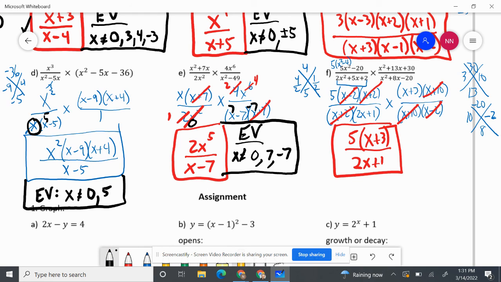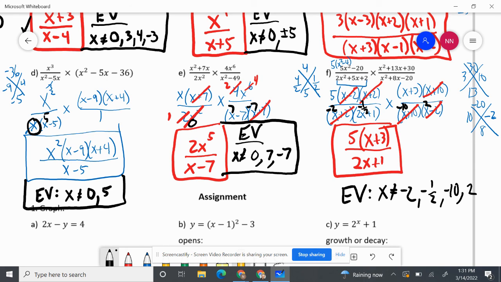Now we're going to state our excluded values. So when we're looking at our excluded values, x cannot equal. This would be negative 2. Here we have negative 1/2. Here we have negative 10. And our last one is 2.